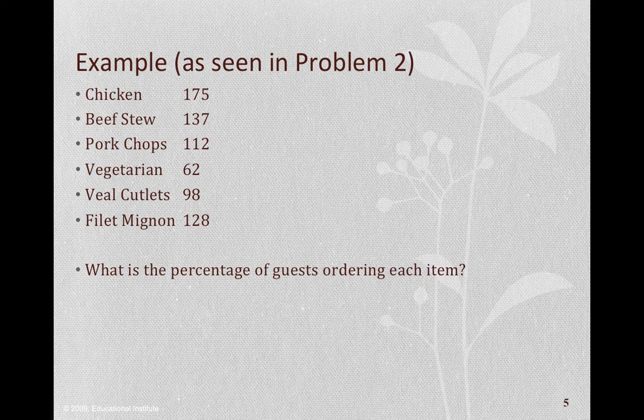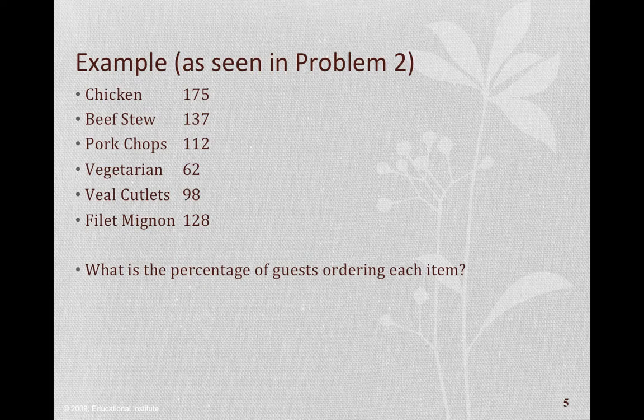In your textbook for this chapter, problem 2 gives you a little layout of chicken, beef stew, pork chops, vegetarian dinner, veal cutlets, and filet mignon. This isn't a question that you need to have for the homework, but I think it's important that we go over it. In this problem, they have the total sales by portion. So we know 175 people ordered chicken, 137 people ordered beef, 112 pork, etc. And the question wants us to calculate the percentage of each guest ordering each item.